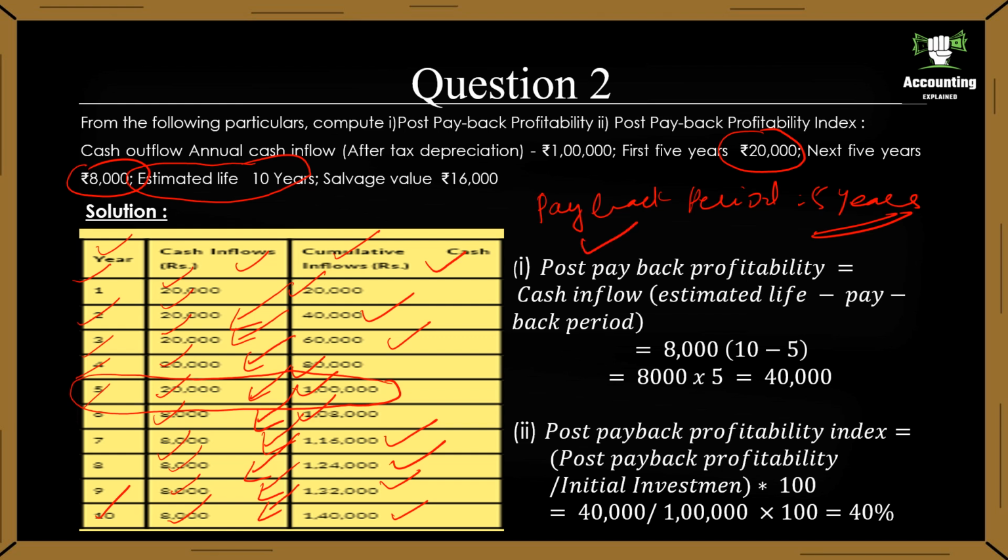Post-payback profitability is cash inflow into estimated life minus payback period. What is the cash inflow post-payback period? It is 8,000. See, so 8,000 into 10 minus 5. That is 8,000 into 5. It is 40,000. Next, post-payback profitability index is post-payback profitability divided by initial investment into 100. So post-payback profitability is 40,000, which we just found out. So 40,000 divided by initial investment, 1 lakh, into 100 is 40%.